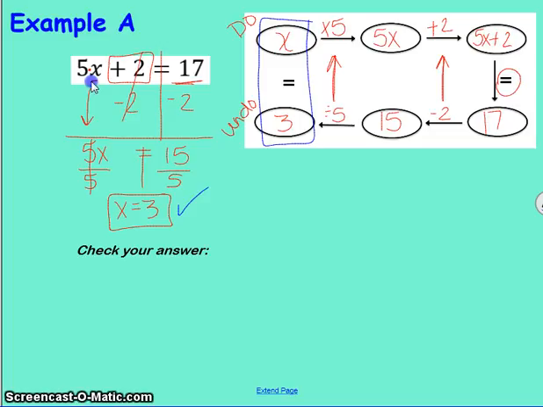Now I have to check my answer, so I rewrite my equation. 5x plus 2 is equal to 17. I have to plug in that 3 into my x, and I have 5 times 3 plus 2 is equal to 17. Well, I know that 5 times 3 is 15, and then if I add 2 to that, that gives me 17. So my left side is equal to my right side, so I can check that out. So I know that my answer is 3.